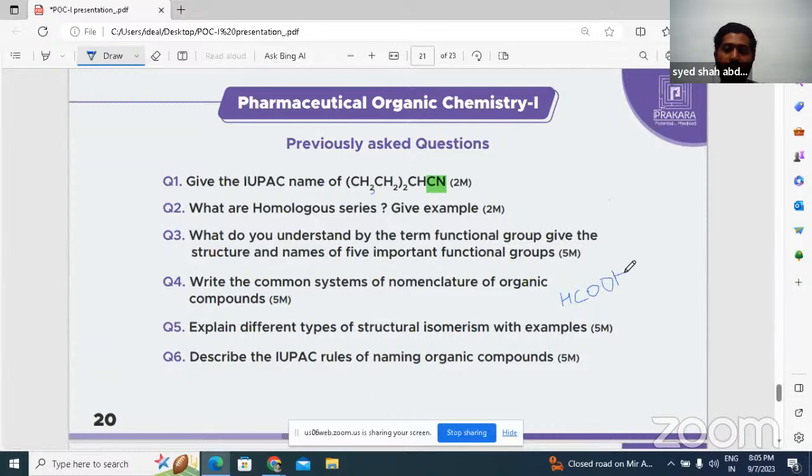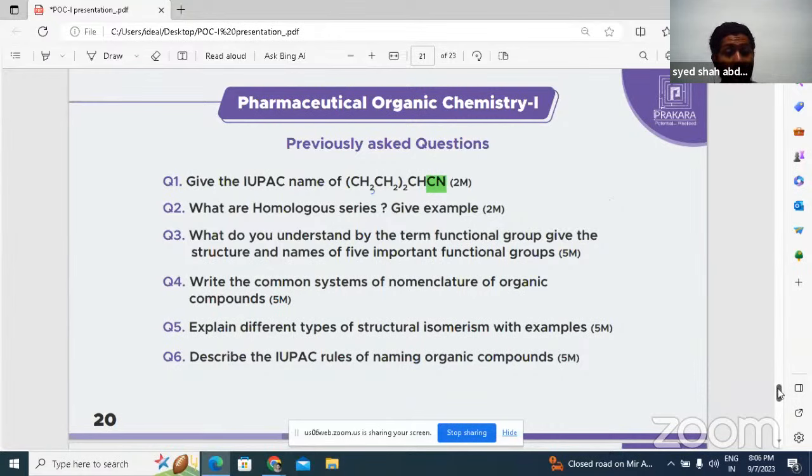So this compound gets a common name formaldehyde, and if you go towards the IUPAC name, it is methanoic acid, a one carbon compound containing a carboxylic acid. Okay. Now it has mentioned another easy, simple question by which you can gain all the 5 marks: explain different types of structural isomerism with example. Mention chain isomerism, positional isomerism, functional group isomerism, and tautomerism.